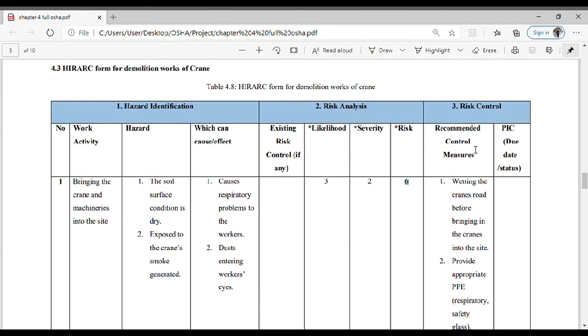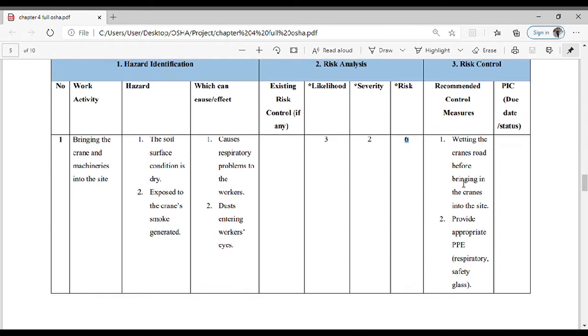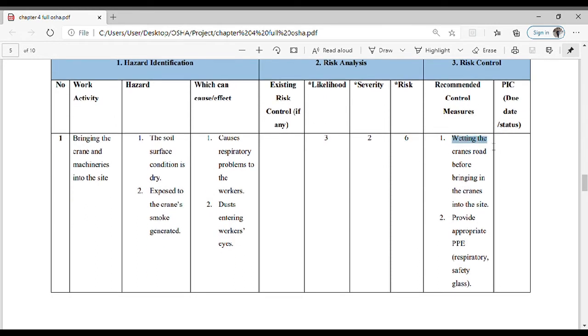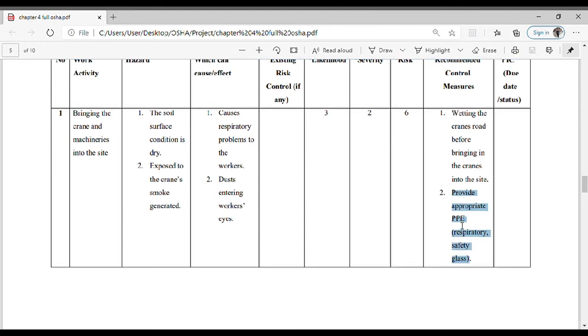For the risk control of this hazard, the recommended control measures are, first, wetting the crane road before bringing the crane into the site. Next, provide appropriate PPE such as respiratory protection and safety glasses.